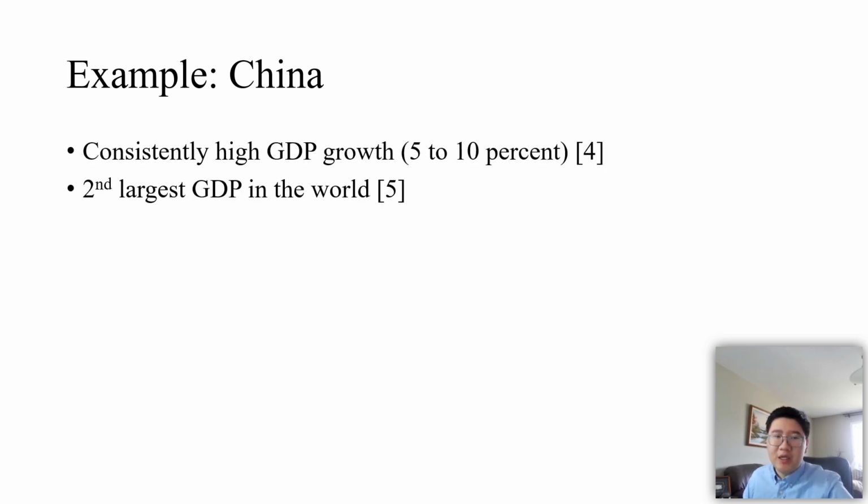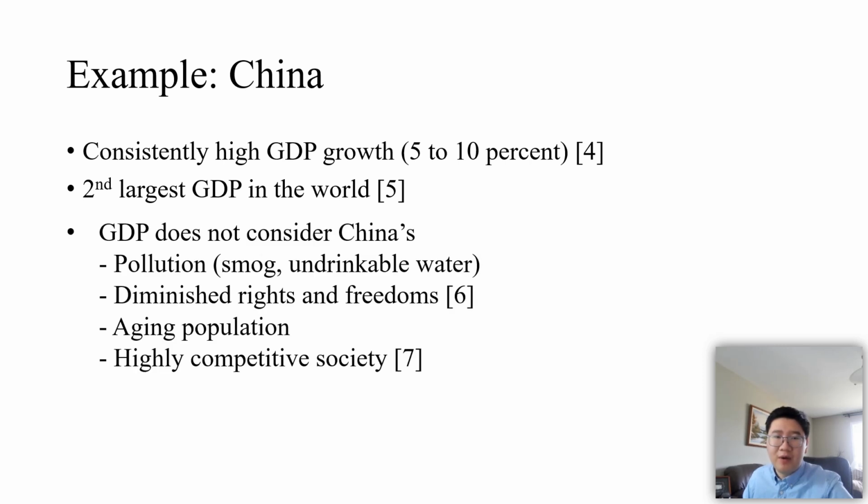So China has consistently high GDP growth, 5 to 10%. It's the second largest GDP in the world. However, it has lots of pollution, diminished rights and freedoms. So the freedom of the press, the right to vote, which are all suppressed by the authoritarian government. It has an aging population in a highly competitive society with youth unemployment at around 20% and an overall lack of leisure time as people scramble to compete for jobs.